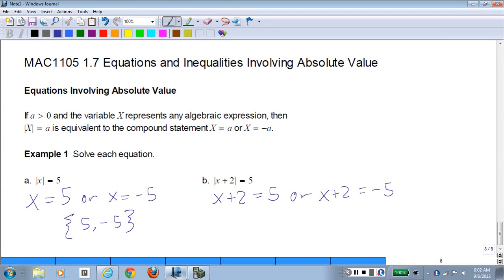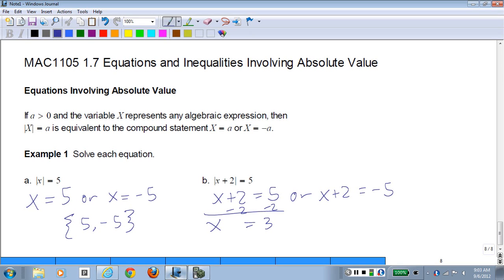So, two possibilities. The first one, what number can we add 2 to and get positive 5? Thinking 3. Sure. We can add 3 and 2 and get positive 5, and positive 5 has an absolute value of 5, so 3 would be a solution to this equation.